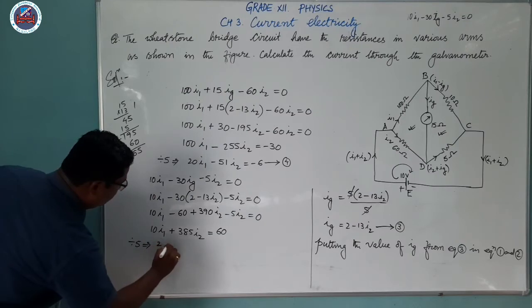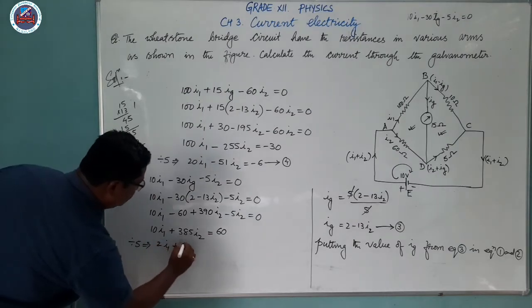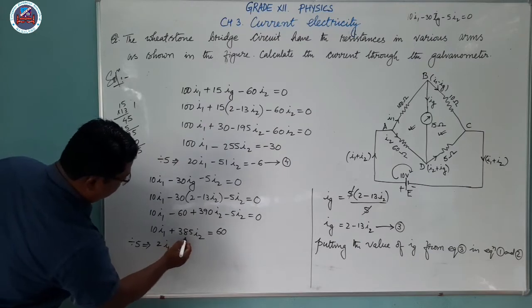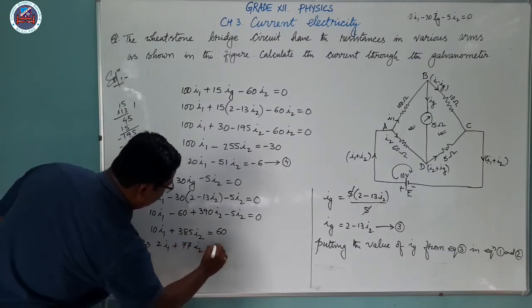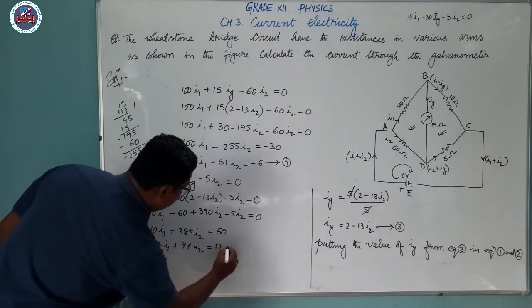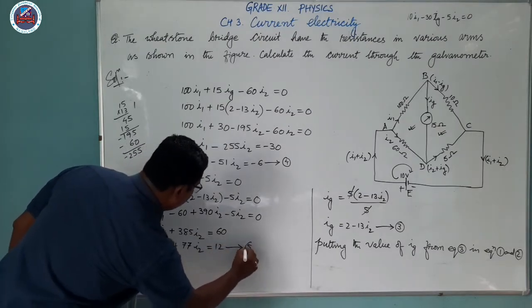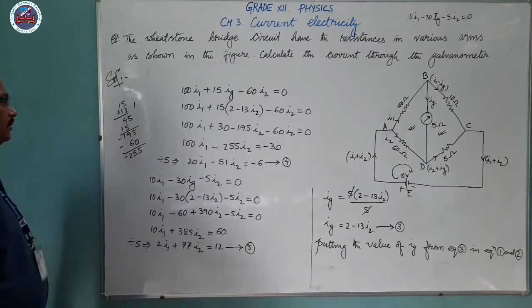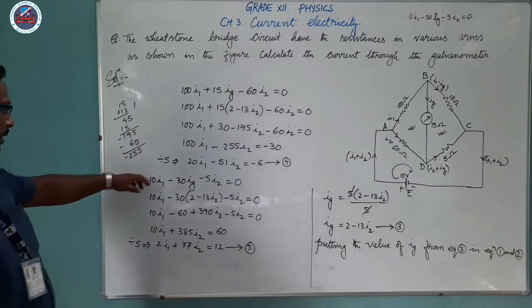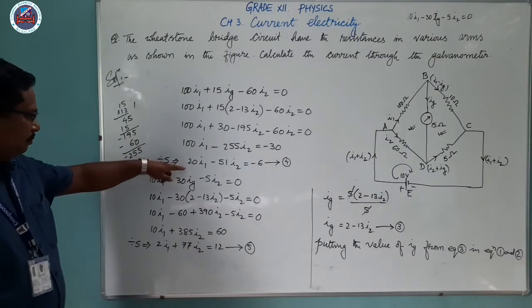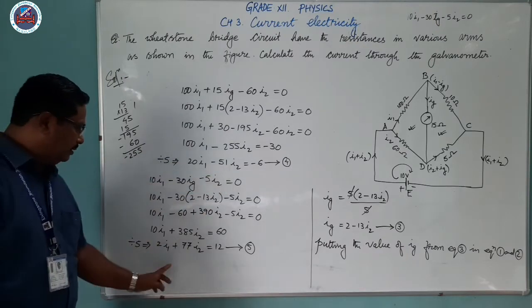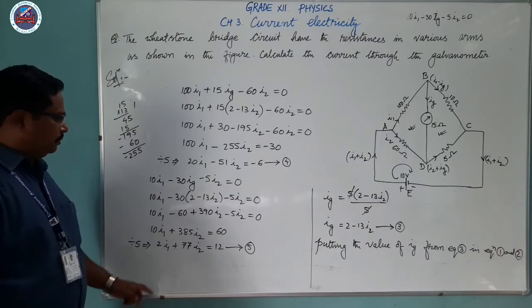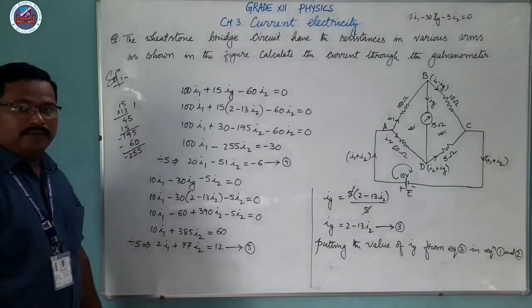5 2s are 10, I1 plus 5 7s are 35, 5 7s are 35 I2 is equal to 5 1s are 5, 5 2s are 10. This one we can mark as equation number 5. Now on solving equation number 4 and 5, you will get the values of I1 and I2. Now let us solve these two equations, equation 4 and 5.